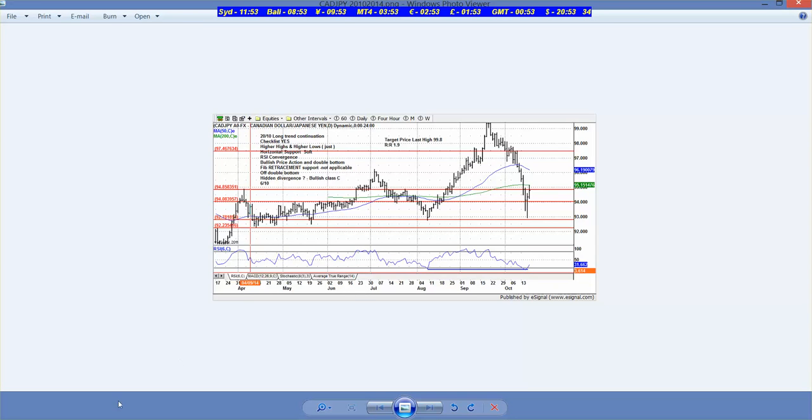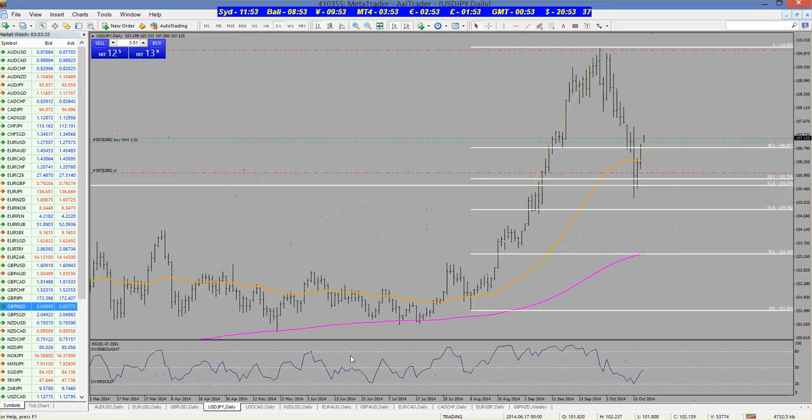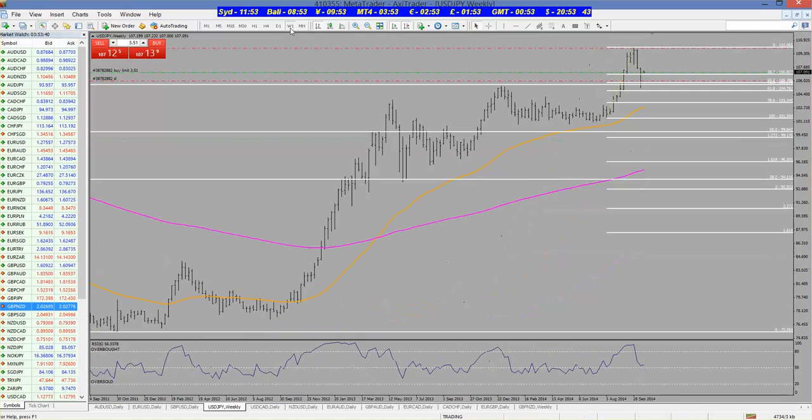One thing I will say about the dollar yen is it's unlikely after such an aggressive move down that it has an aggressive move back up. Even this move down here was an aggressive move down, and the move back up didn't make a higher high.